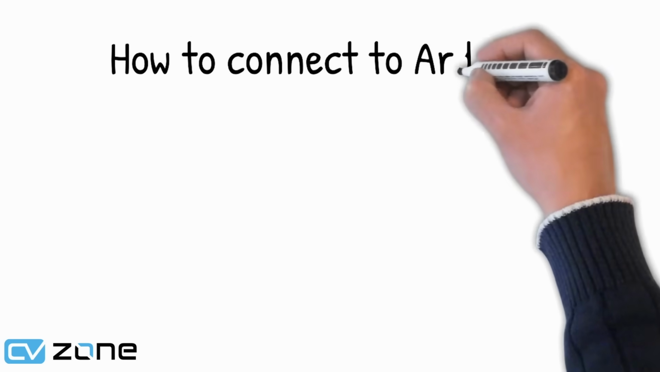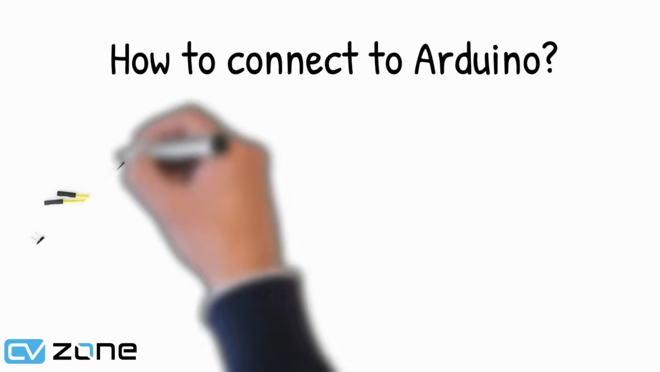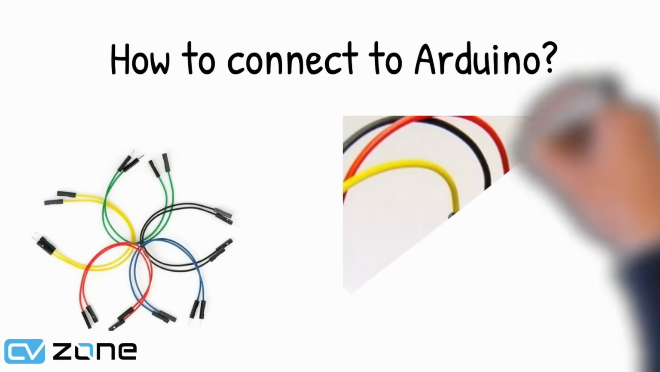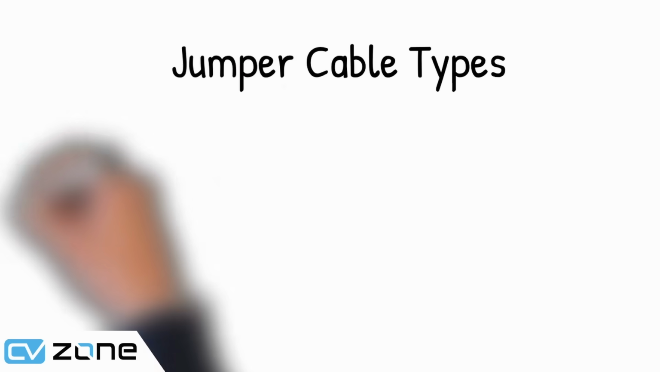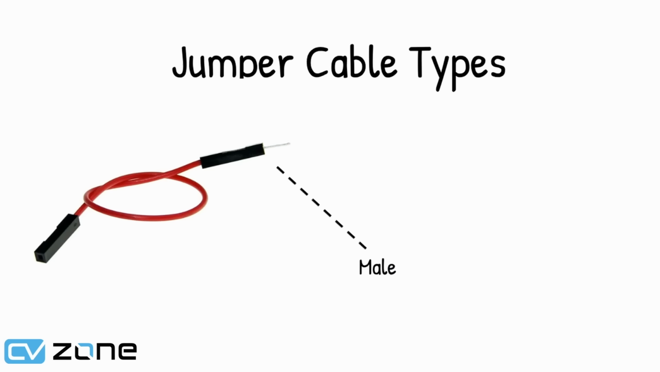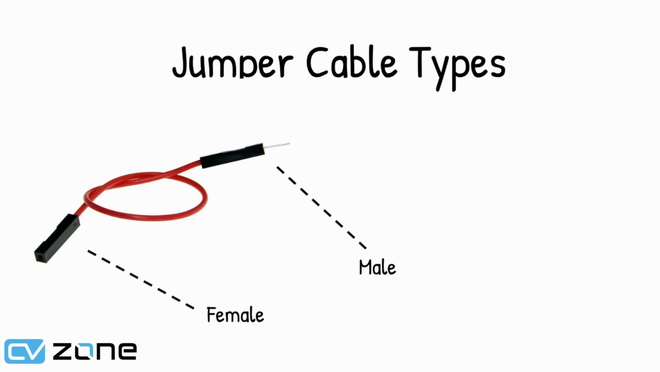So how do we connect these pins to Arduino? They can be connected by special wires known as jumper wires. These are easy to use and plug in directly to most sensors and microcontrollers. Jumper wires have 2 different types of heads. The one with the pin is known as male, and the one without is known as female.